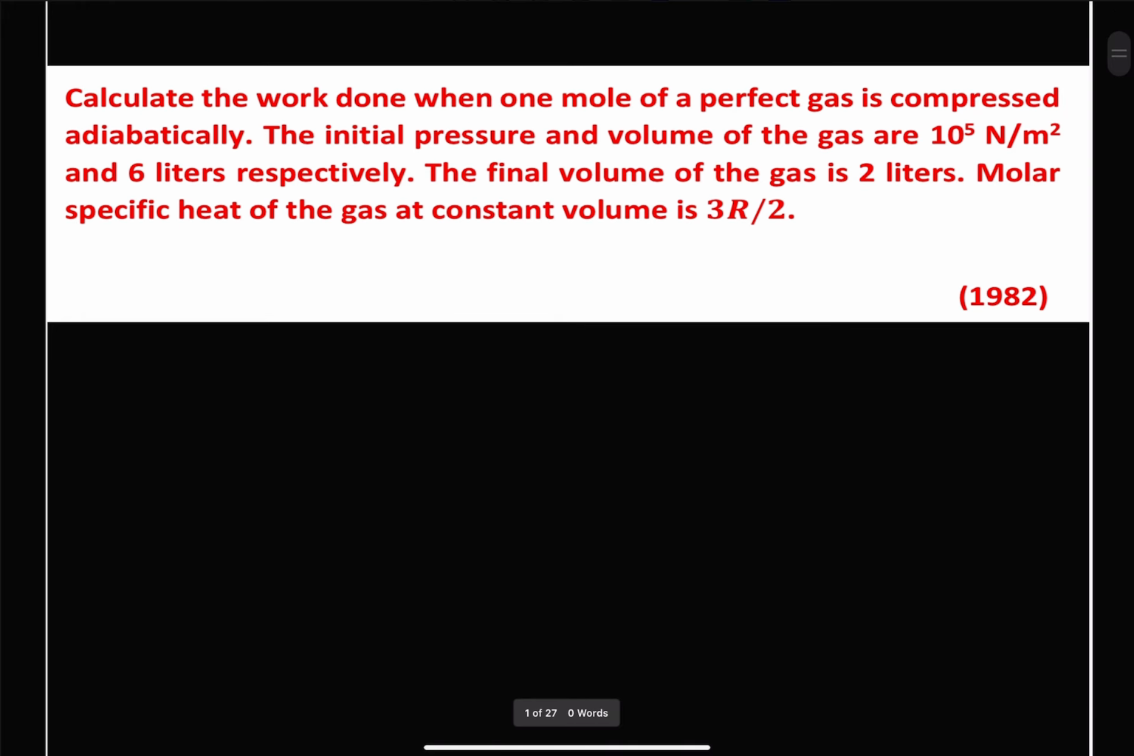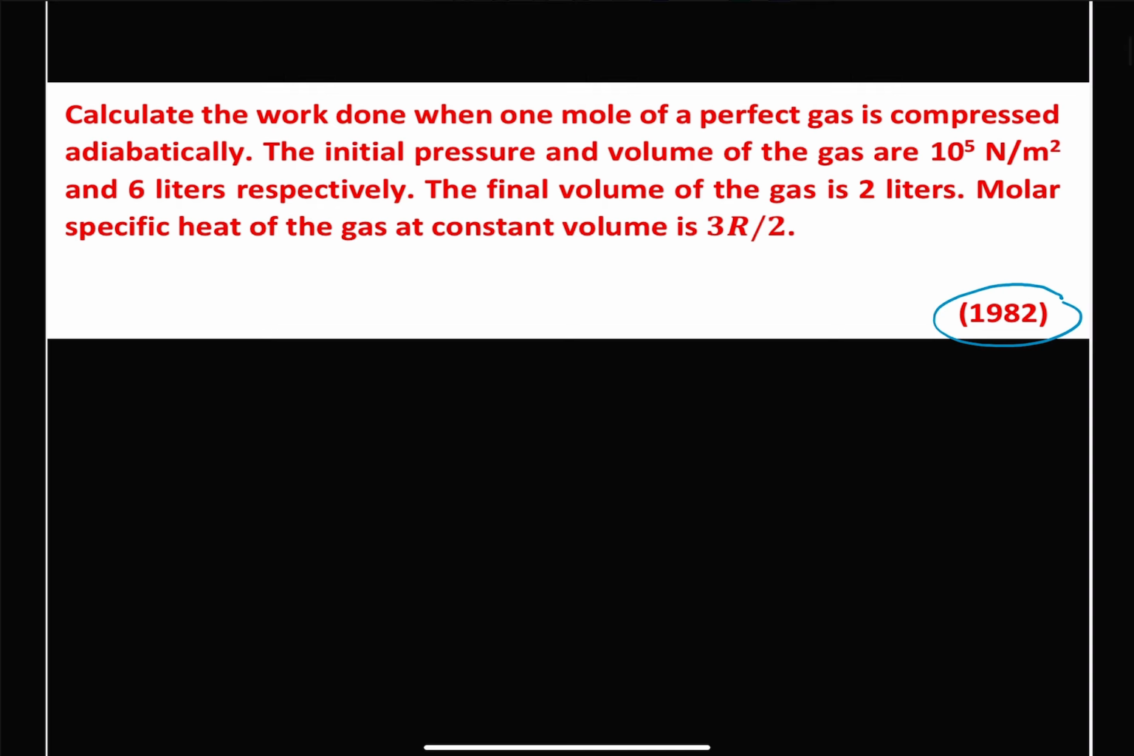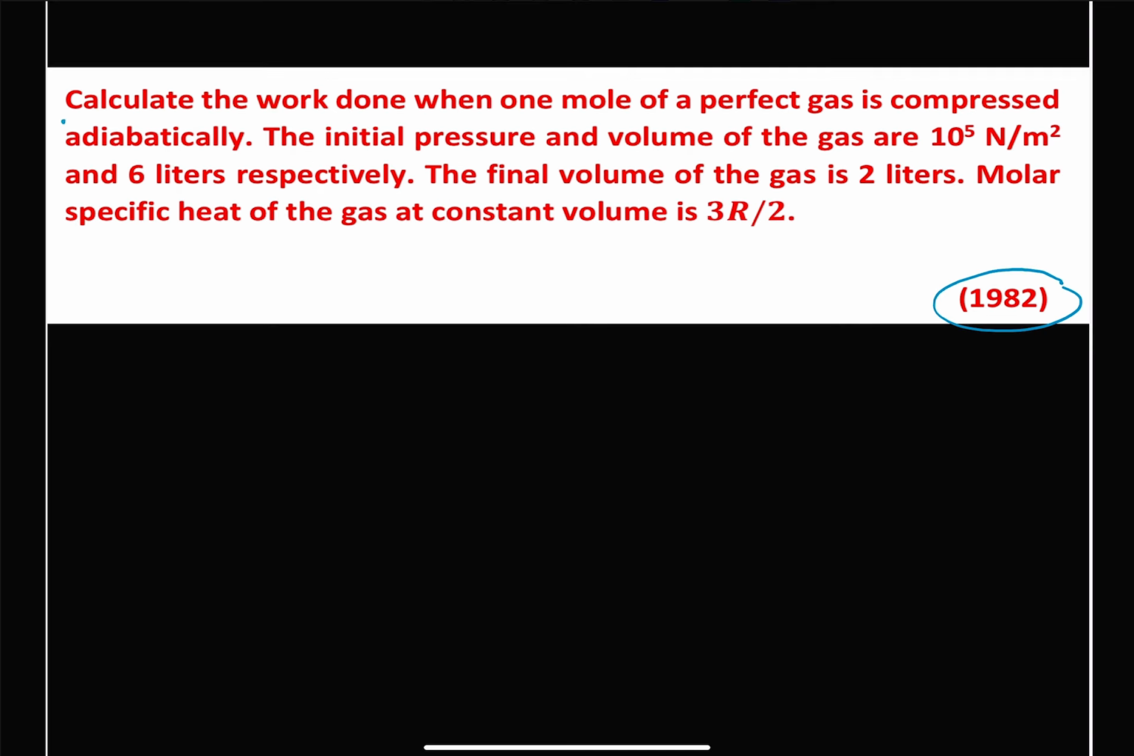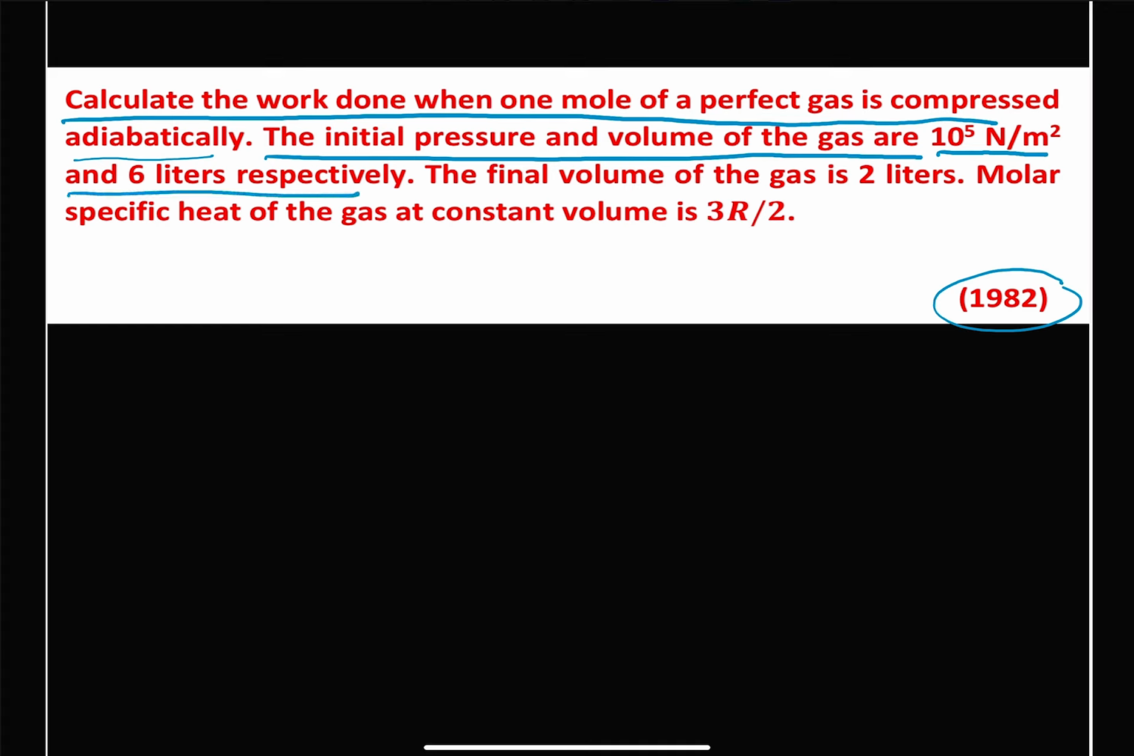So the first question was asked in the year 1982, and it states: calculate the work done when 1 mole of perfect gas is compressed adiabatically. The initial pressure and the volume of the gas are 10⁵ Newton per meter square and 6 liters respectively. The final volume of the gas is 2 liters. Molar specific heat of the gas at constant volume is 3R/2. So we have to find out the work done for 1 mole of perfect gas when it is compressed adiabatically.